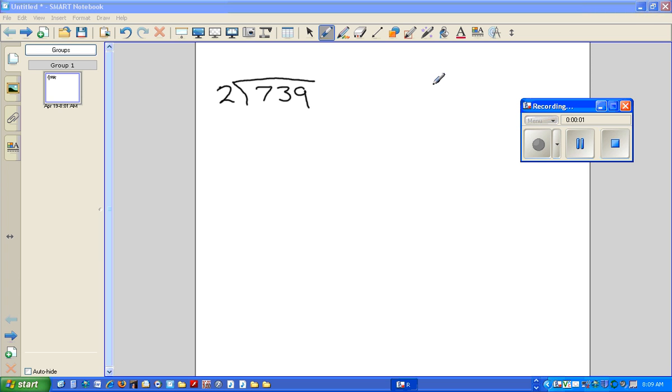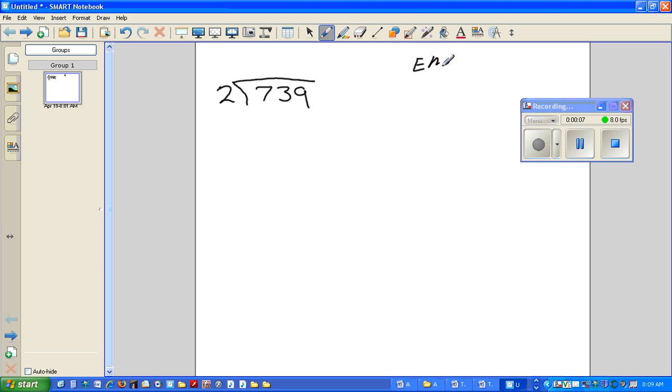Okay, Mickey, what were the letters that we used to try to remember the steps? EMS. Okay, EMS. Thank you, Mickey. And Rachel, what does the E stand for? Estimate. Okay, I'm going to change colors here. Estimate. All right, and so what am I going to estimate?